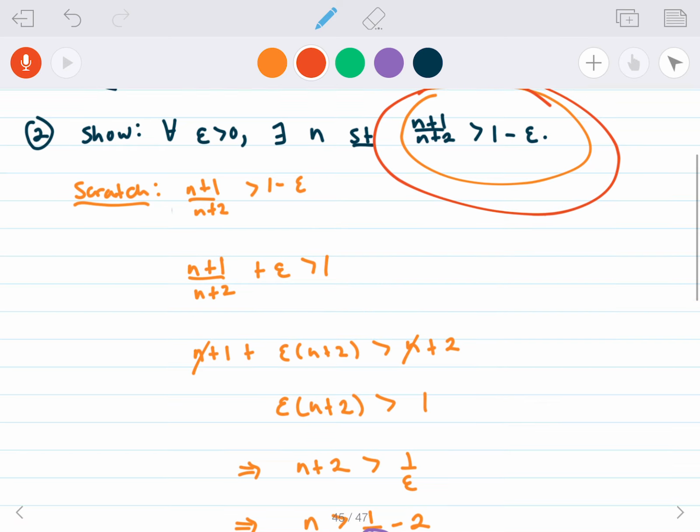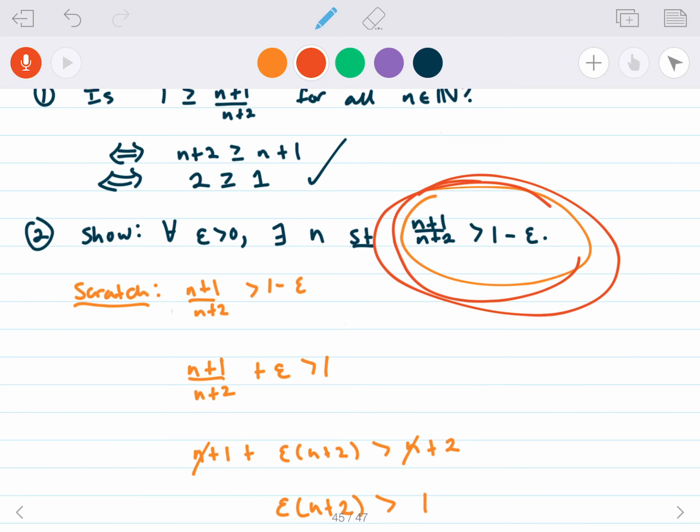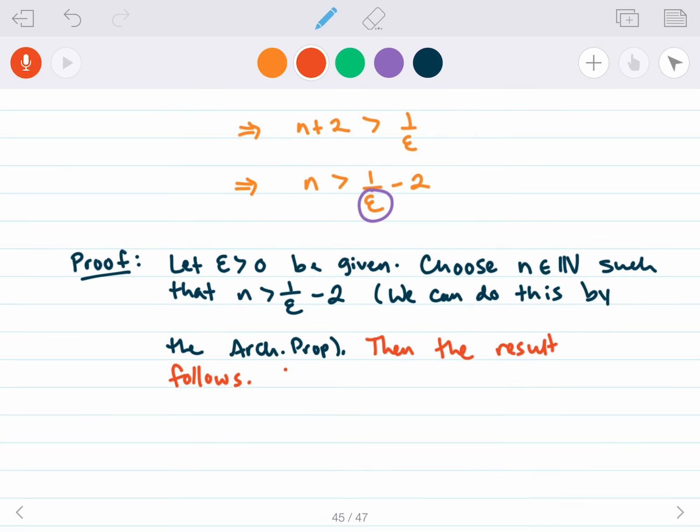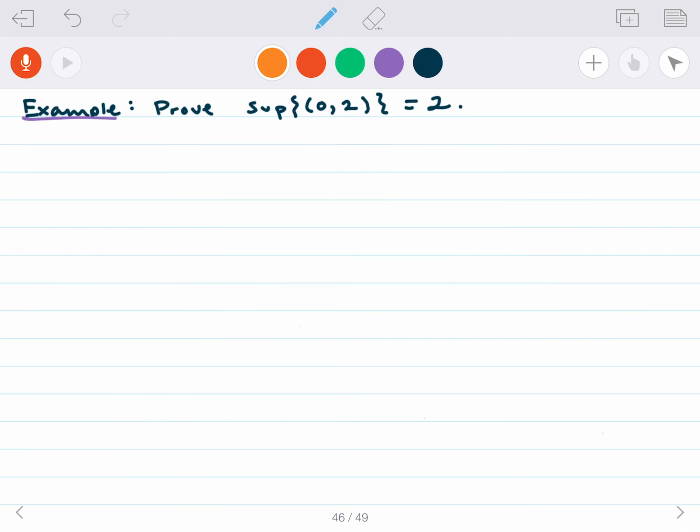So again, we want to manipulate what you have to get n plus 1 over n plus 2 is bigger than 1 minus epsilon. Okay, and so that's the proof. So you should fill in the details. So in this example, we want to prove that the supremum of the open interval from 0 to 2 is equal to 2.